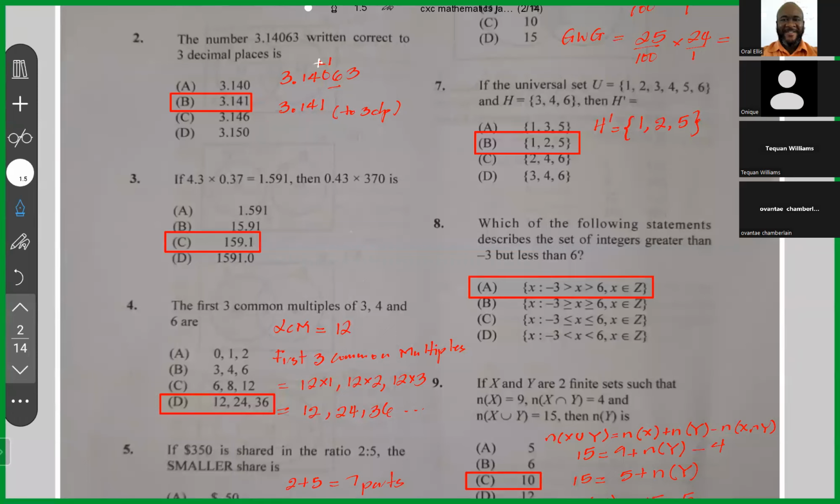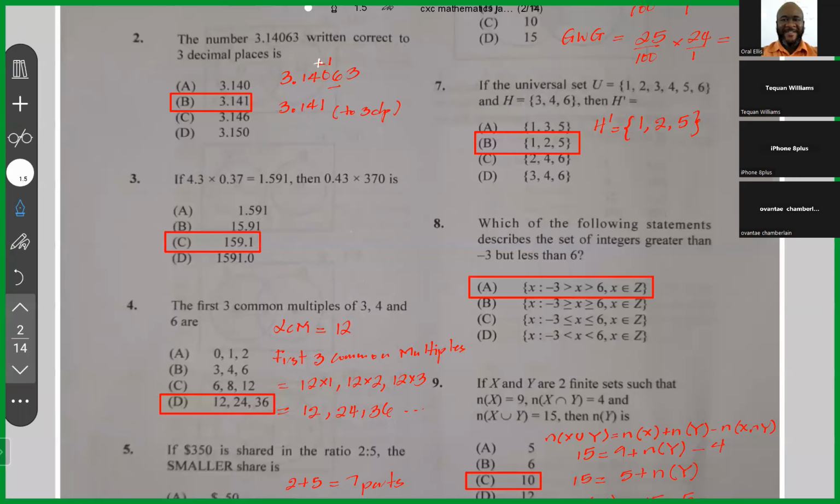Now, H complement would be the set of all elements in the universal set which are not in H. Looking at H complement, we have what? The elements which are not in H are 1 and 2, and 5 is not in H. So H complement is 1, 2, and 5. The answer there is B.